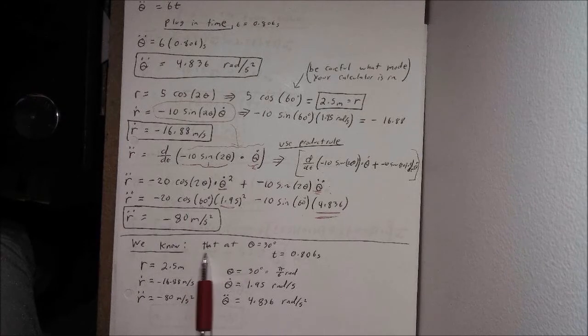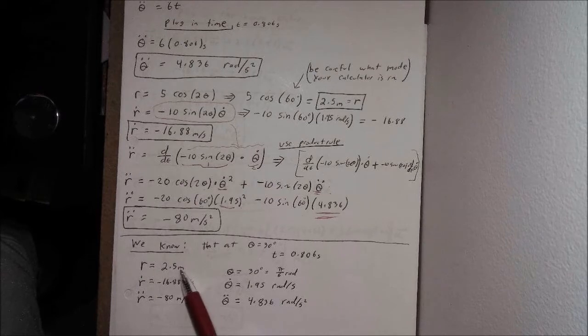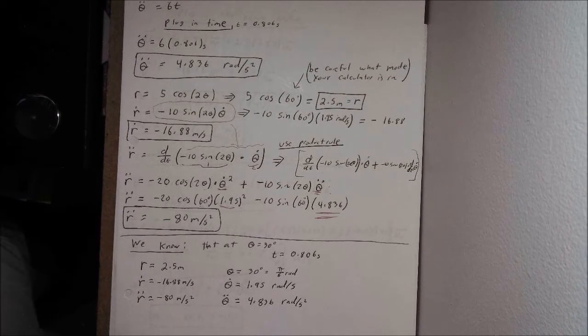We know that at theta equal to 0 degrees, given in the problem statement, we have a time of 0.806 seconds that we solved for. I've solved for all my r dot and r double dot, my theta dot and theta double dot, as numeric values in units of meters, meters per second, and radians per second squared. All my units are correct. I have numeric values for all of these, so now I'm ready to start plugging into the next step of the solution.